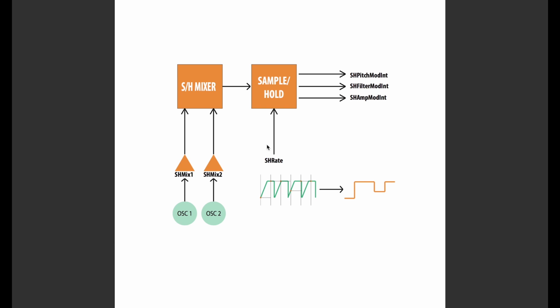So looking at this green waveform here, if that's what's coming from the sample and hold mixer, that waveform is sampled and the orange dots represent those points at which it's sampled. And the orange waveform here to the right is what the resulting waveform would look like, where each of those points is held for the duration of the sampling interval. That new waveform can then be used as a source to modulate the pitch of the oscillators, the filter cutoff frequency, or the output amplitude of the synth itself.